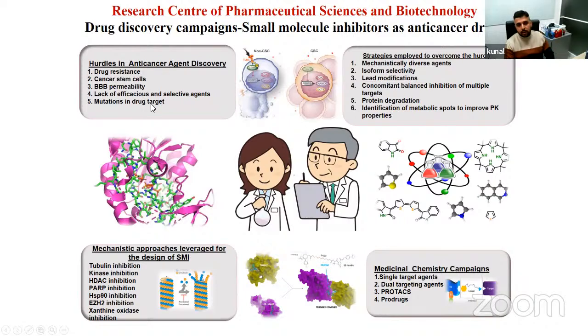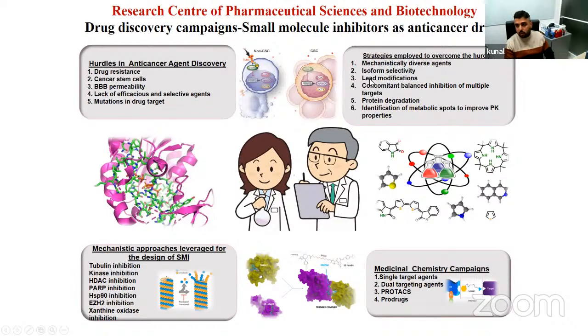Mutations and interrupted targets are other hurdles. The strategies we have been employing to overcome these hurdles are targeting various isoforms of enzymes. We are synthesizing tubulin inhibitors, kinase, HDAC, PARP, HSP, and EZH2 inhibitors. These are the targets we have been leveraging for the design of anti-cancer compounds. Isoform selectivity: a pan inhibitor is most of the times toxic, not always, but most of the times. If a compound exhibits selectivity towards a particular isoform of an enzyme, then toxicity is not that much of an issue. So we are now looking to synthesize only isoform-selective compounds.